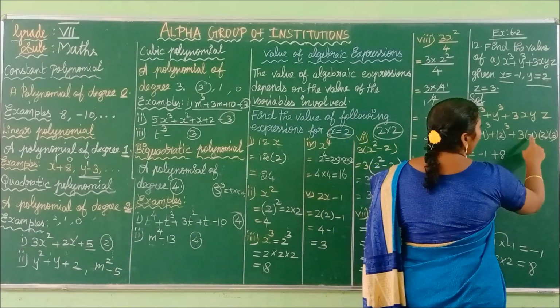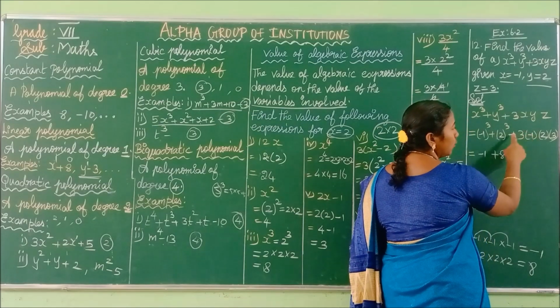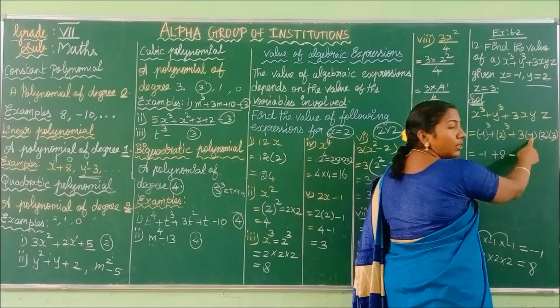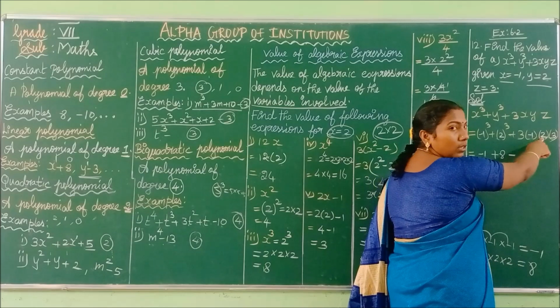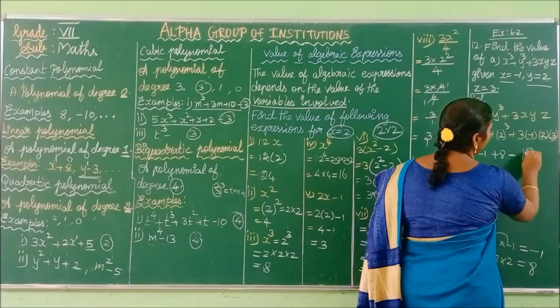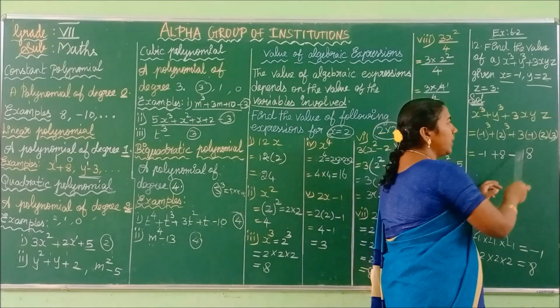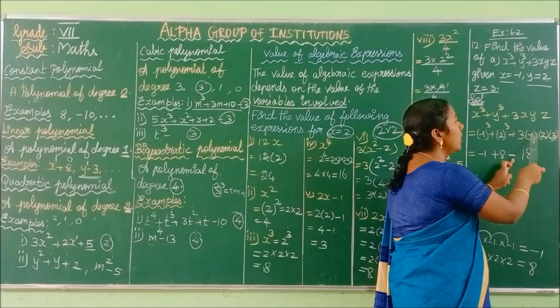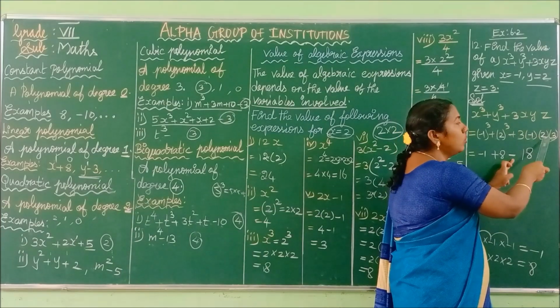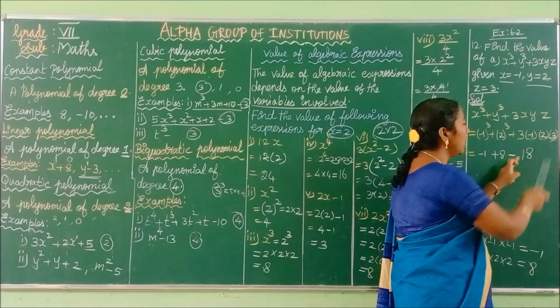See the next one. Here you have minus. So minus into plus, minus. 1 into 3, 3. 3 into 2, 6. 6 into 3, 18. Do you understand?